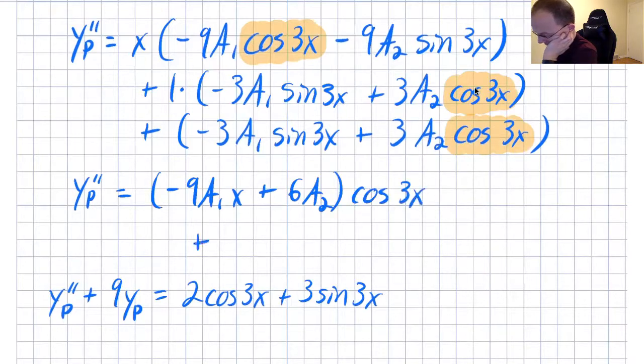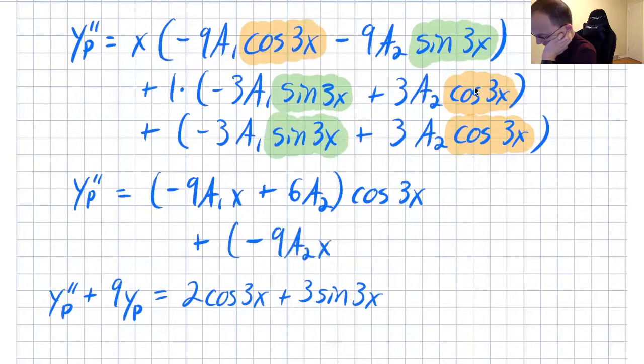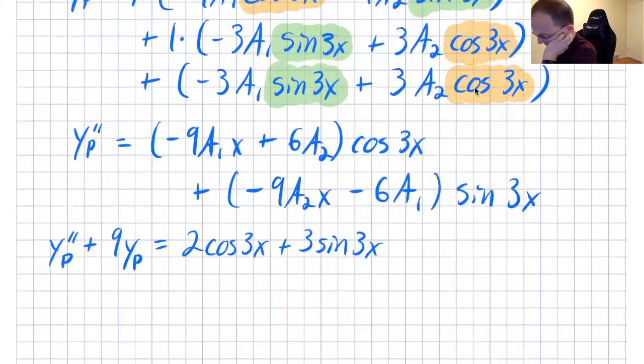And then what is the coefficient of sine 3x? Sine 3x, there, and there. The coefficient is going to be negative 9a2x minus 6a1, times sine 3x. Okay, that's good.